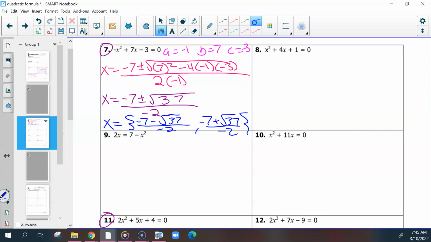When you get something that is not a perfect square, you should not be trying to simplify that more or put it in your calculator and get a decimal. Leave it as is. Questions on 7? Put it least to greatest. So I'm putting the minus before the plus because whatever the minus would be less than whatever the plus is.